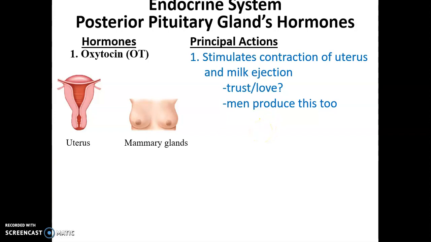However, it's also known that oxytocin has effects on the brain. Specifically, high levels of it are known to make people more trusting, more loving. It's thought that the high levels of this hormone during childbirth help the mother to bond with the baby. And men also produce oxytocin, even though they aren't looking to have milk ejected or a uterus contracted. It is important, of course, for men to be trusting and loving too.